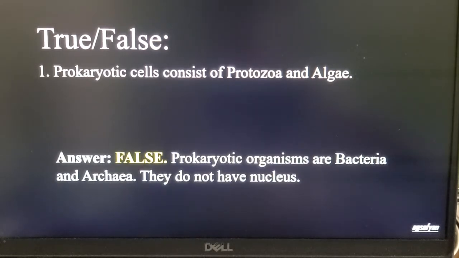Yes, if you answer false, it is correct. Prokaryotic organisms are bacteria and archaea. They do not have nucleus. Okay, protozoa and algae are protista. They are organisms that have nucleus. So they are eukaryote, not prokaryote.